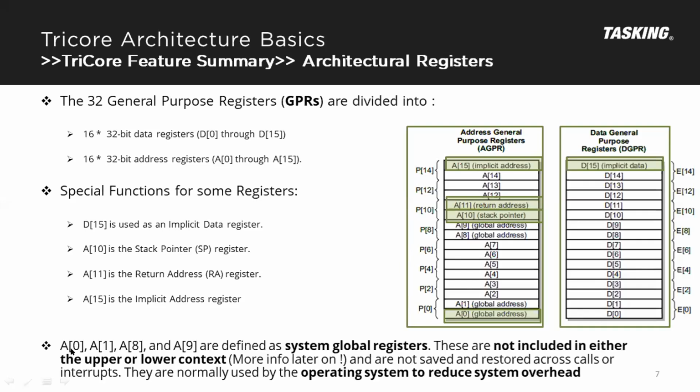And A0, A1, A8, and A9 belong to the system global registers, and they are not included in either the upper context or the lower context of any context. Any context is divided into two parts, lower context and upper context. These registers, A0, A1, A8, and A9, don't belong to any of these contexts, and they are used by the operating system to reduce system overhead.